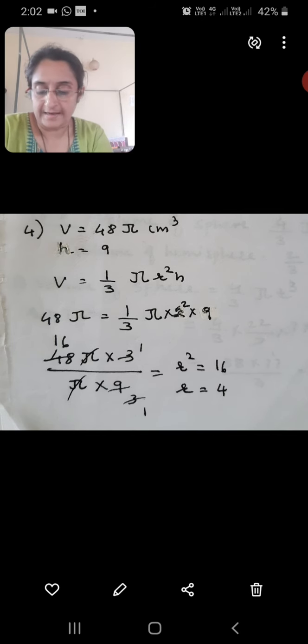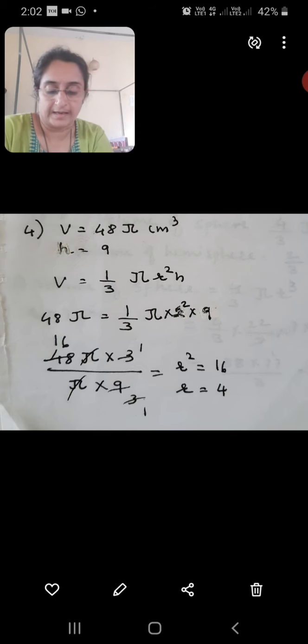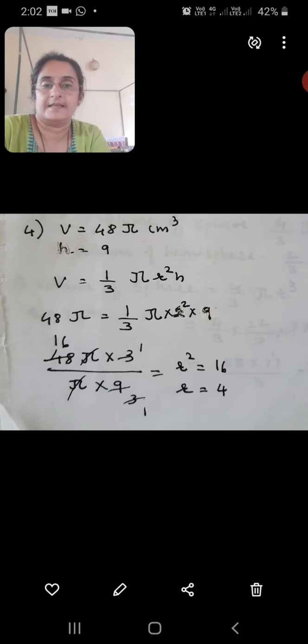If the volume of a right circular cone of height 9 centimeter is 48 pi centimeter cube, find the diameter of its base. So volume is given, that is 48 pi centimeter cube. Height is given, that is 9 centimeter, and you have to find out the diameter. To know the diameter, you should know the radius, and using the volume formula directly you can find out the radius. So put the volume as it is, 48 pi, 1/3 pi's value, instead of putting the value, we'll keep it as it is, pi into r square into h.